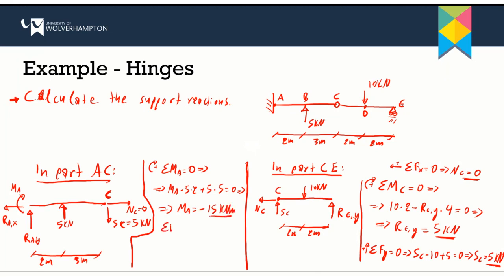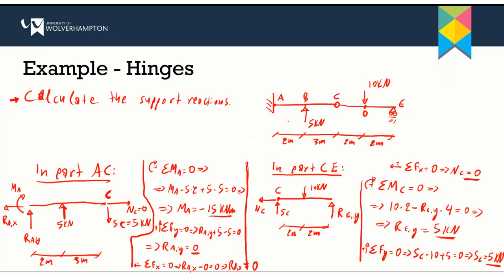The sum of forces in y direction has to be equal to zero. Let's take the ones pointing upwards. So RAy plus 5 minus 5 equals zero, or RAy equals zero as well. And the sum of forces in x direction has to be equal to zero. So RAx minus 0 is 0, or RAx is 0.